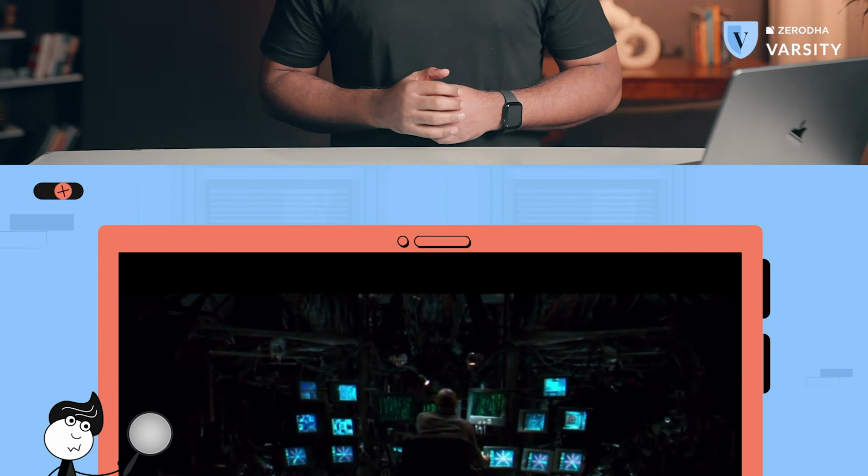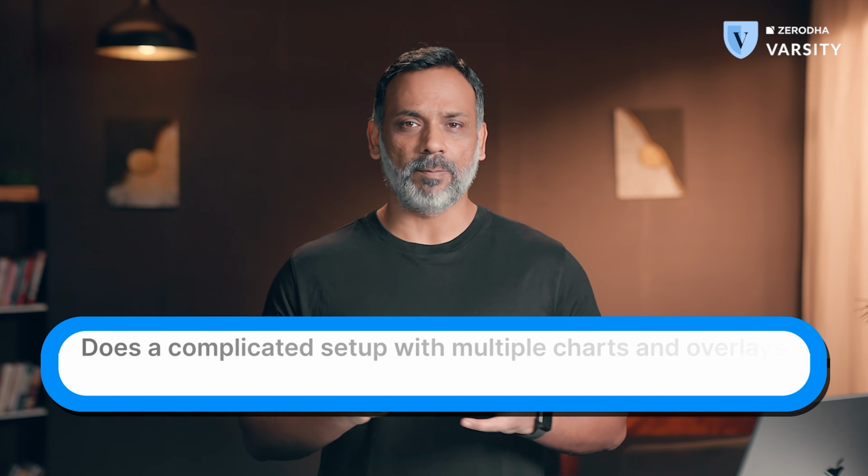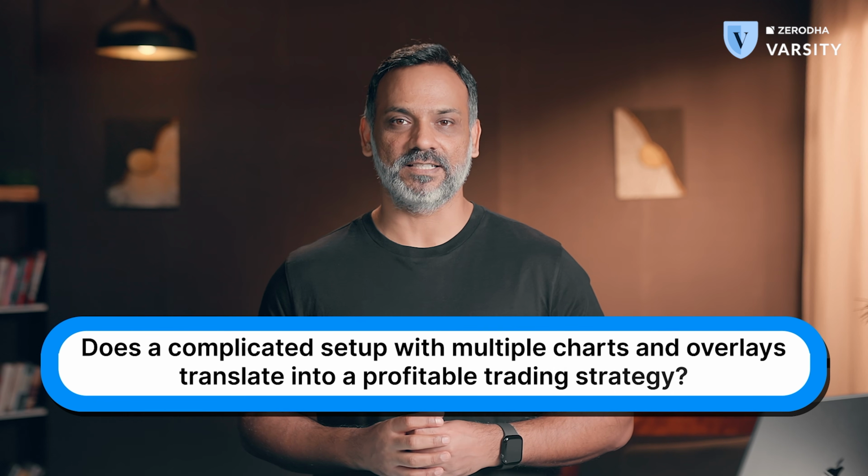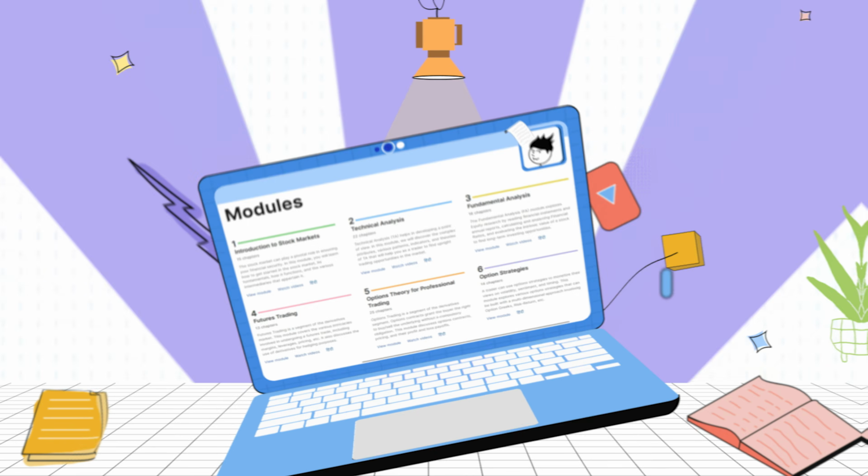This may give a trader an illusion of control, but does the complicated trading setup with multiple charts and overlays translate to a profitable trading strategy? Perhaps not. Hi, this is Karthik Rangappa, and in today's video, I'll talk to you about differentiating between noise and information when it comes to trading.